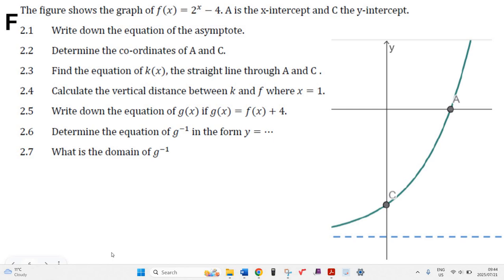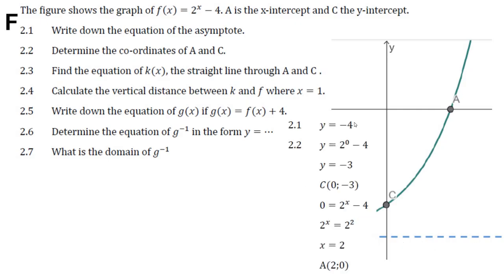Okay, let's try this exponential equation. First question is write down the equation of the asymptote. Well, you just kind of have to know this. You see this 2 to the x? It can't not be, it has to be greater than 0. So this can never get to -4. That's the airport that it takes off from, this dotted line. That must be y equals -4.